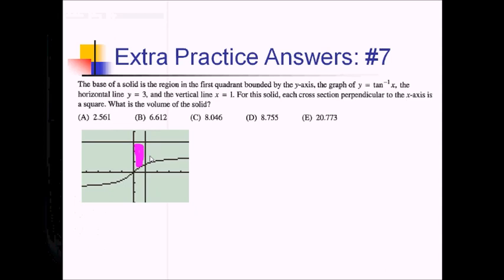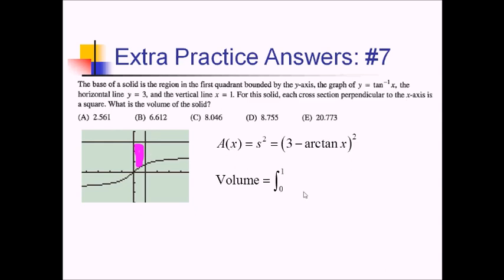So they said that cross sections are going to be squares. So we have a bunch of squares popping out of here, and the base of each square is just the distance between this horizontal line and the arctan function. So let me get my area formula for the squares in general. I'm going to write A of x equals s squared. And now again, the base of the square is this distance here. So instead of s, I'm going to write 3 minus arctan of x. And that's being squared. Now for my volume, that's going to be the integral from 0 to x equals 1 of this A of x formula, dx.